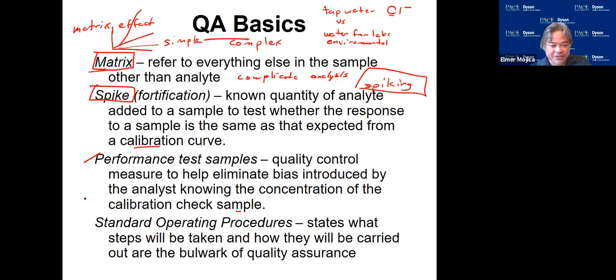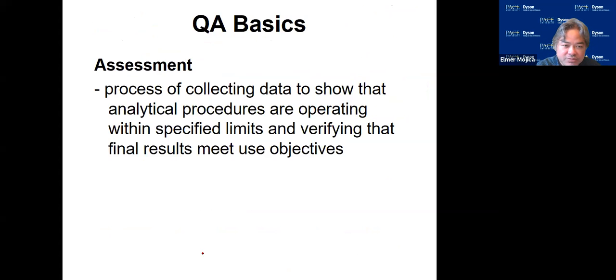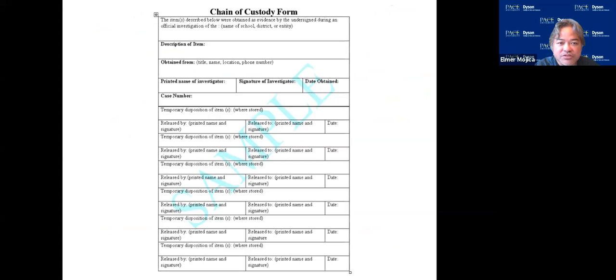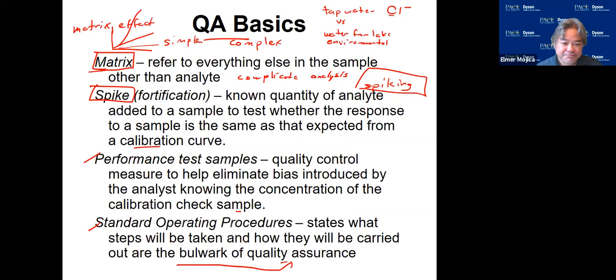And then we have the standard operating procedure. This states what steps will be taken and how they will be carried out. Usually this is part of the quality assurance, the bulwark of the quality assurance. And the way that you document this later on is in terms of the chain of custody form. That's the standard operating procedure.